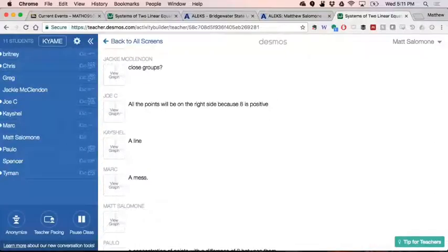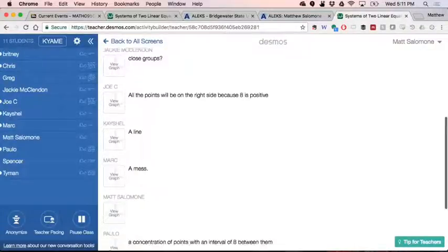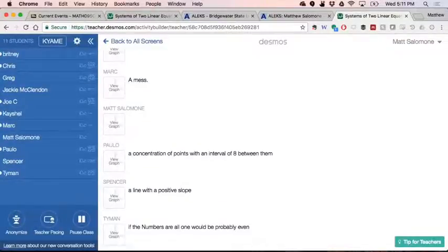Also, Joe is predicting that all the points are going to be on the right-hand side of the coordinate system. You're probably right about that, because chances are when you tell somebody to just pick a pair of numbers, most people don't immediately reach for the negatives. Most people are reaching for positive examples. So yeah, probably all the points are going to be on the right-hand side of the graph. Mark thinks it's a mess. A concentration of points, so that gets to the grouping idea that Greg and Jackie were talking about.